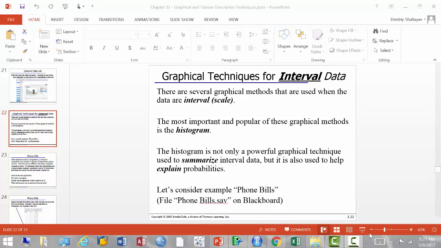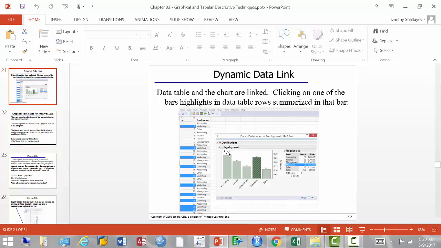So in the previous part, we looked at how you put a picture on the categorical data. Categorical meaning it's either ordinal or nominal, right? One of the most popular techniques is the bar chart. So here's an example of the bar chart.